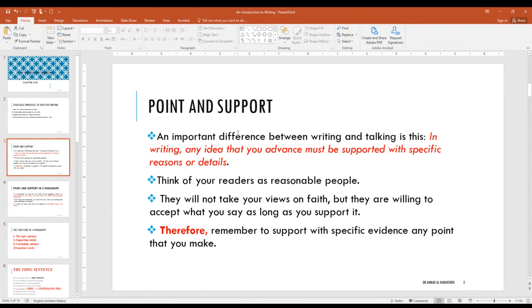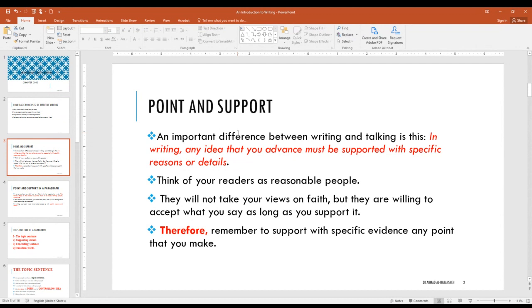You have to keep this in your mind. You are writing for reasonable readers, for reasonable people. What are the disadvantages, or what are the effects of divorce on kids, for example? You should provide us with details to convince us that there are catastrophic effects on kids because of divorce, for example.